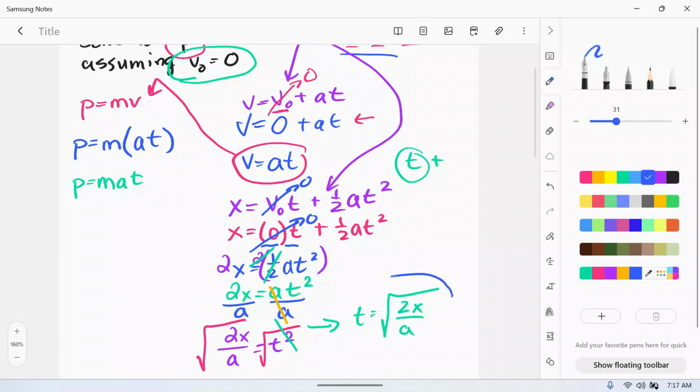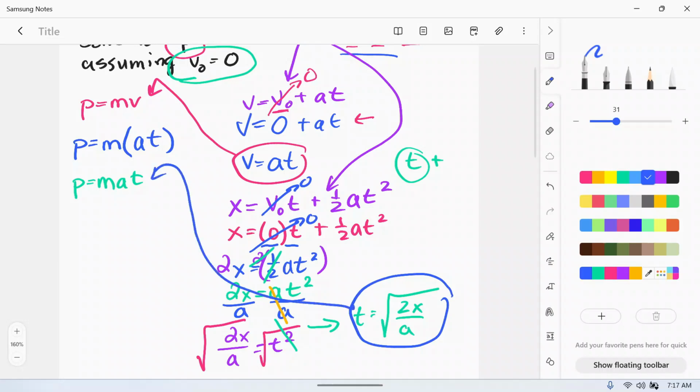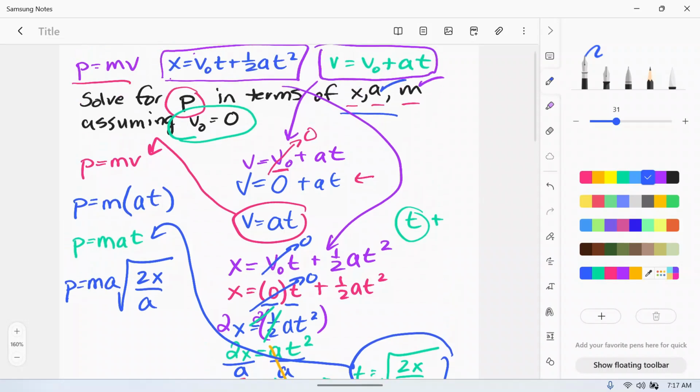And then I'm going to take that t and I'm going to sub in over here. So p is equal to ma times the square root of 2x over a. Now that answer would work. Because what I want to do is once I've gotten my answer, I want to double check to make sure I have only the allowed variables. I'm allowed x, which I have, a, and m. Now, just because something's allowed doesn't mean it has to be in there.